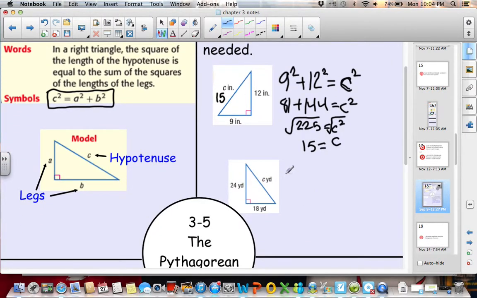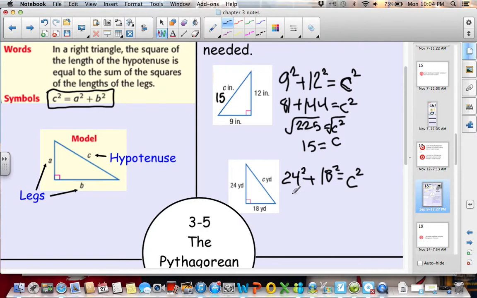Next one, we're given both of our legs because this side is attached to the right angle and this is adjacent to the right angle. So we have 24 squared plus 18 squared equals c squared. So it's not 24 plus 18 equals c. It's always 24 squared plus 18 squared equals c squared.